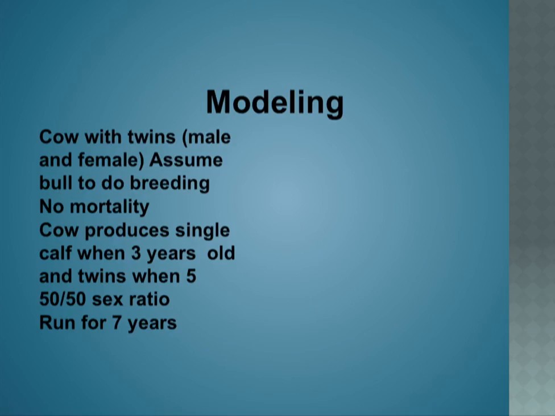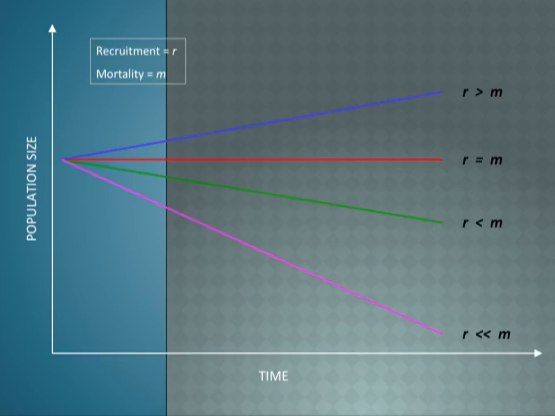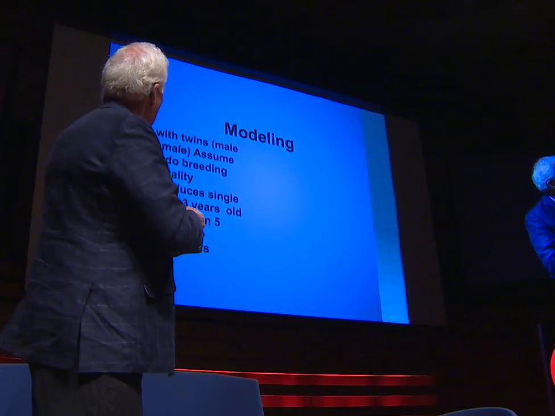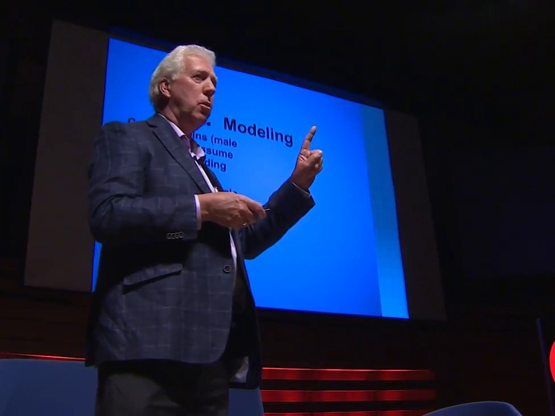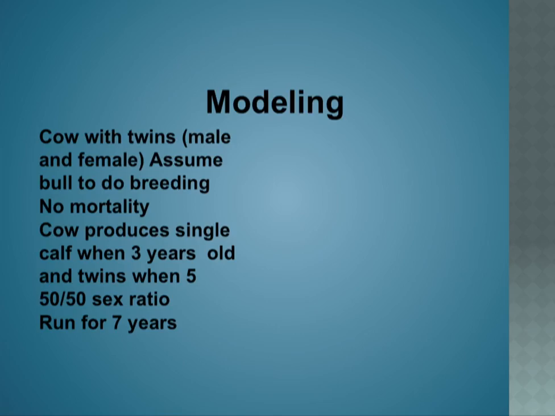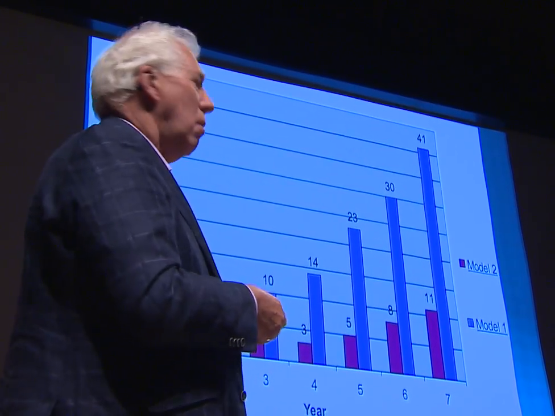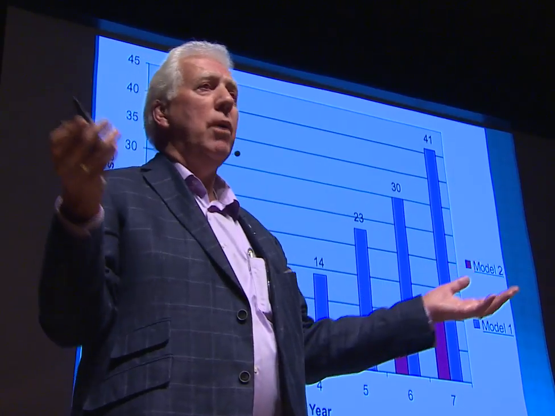Now, I'm going to give you a simple little model. I like to follow that old acronym KISS: Keep it simple, stupid. We're going to have a cow with twins on the landscape, and we've got a bull out here to do the breeding. There's no mortality. The cow produces a single calf the spring she turns 3, twins the spring she turns 5, and we're going to assume a 50-50 sex ratio, and run it for 7 years. At the end of 7 years, we have 41 moose on the landscape. In the real world, we'd have maybe 25 or something like that?